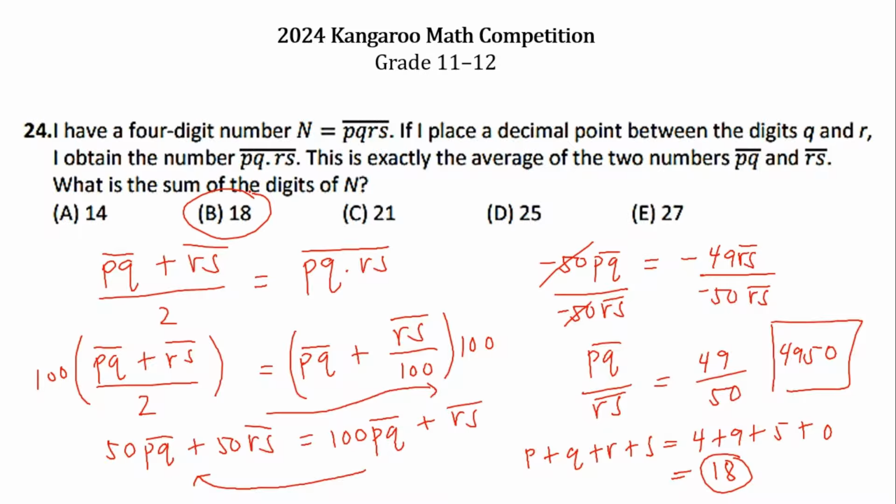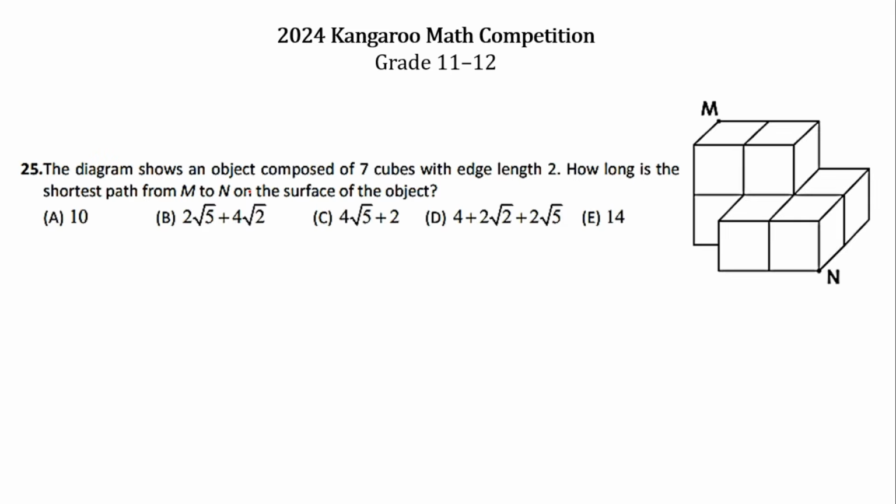Let's have problem number 25. The diagram shows an object composed of 7 cubes with edge length 2. How long is the shortest path from M to N on the surface of the object? Alright, so you can try tracing some paths on the figure, but the way to solve this is to think of a way of transforming the object into another form so that we can easily find that minimum path that we want.